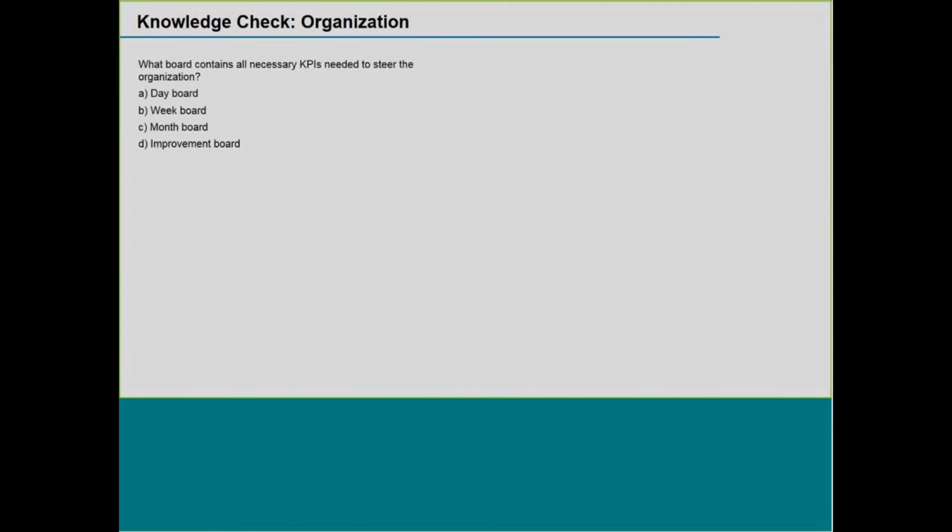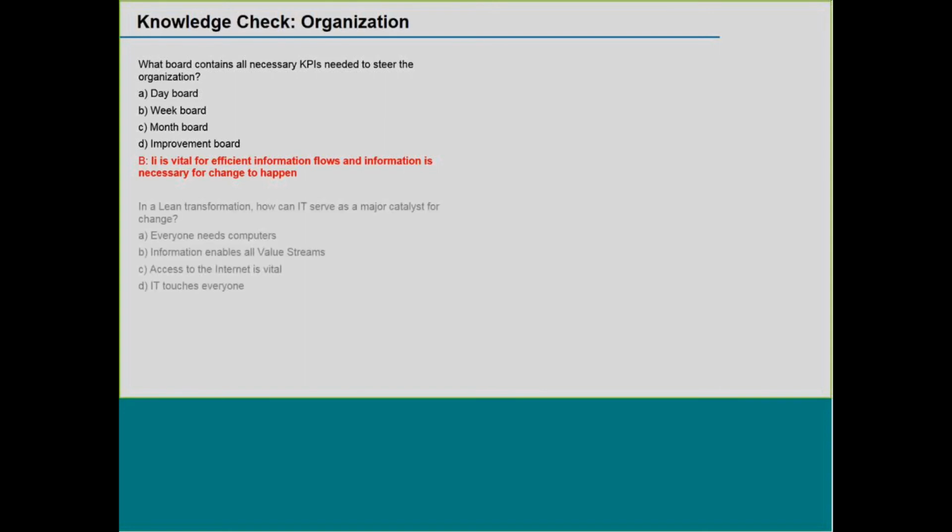We'll do a quick knowledge check for organization. What board contains all necessary KPIs needed to steer the organization? Day board, week board, month board, improvement board. Here we're going to take a look at the B board, as that should have a bit more higher level KPIs that management would be more involved in and not necessarily impact the customers as directly as some of the day boards.